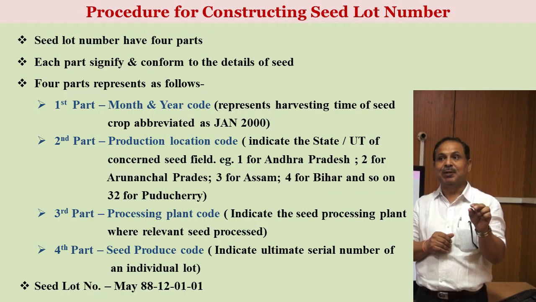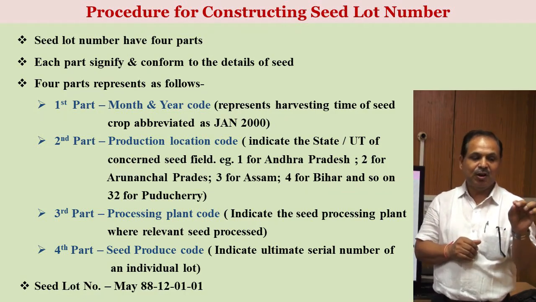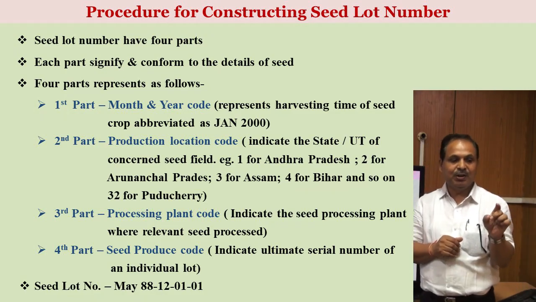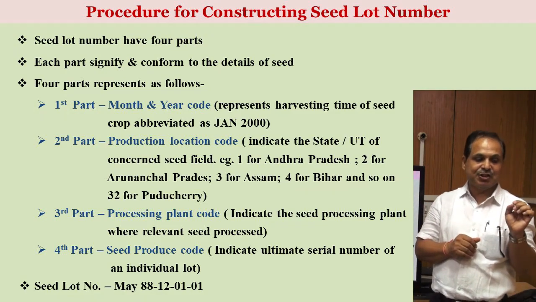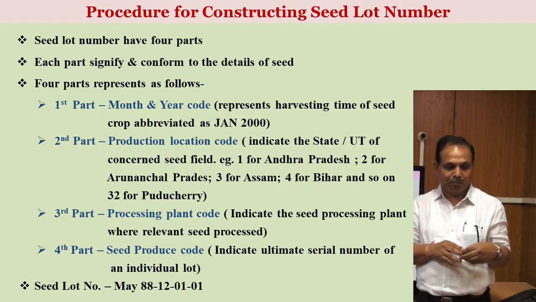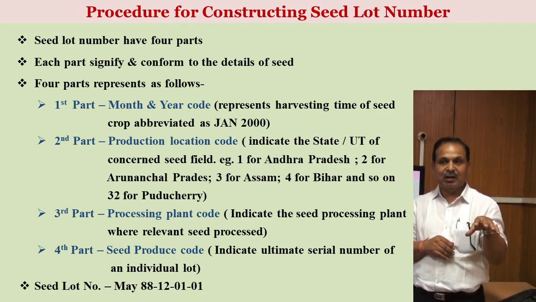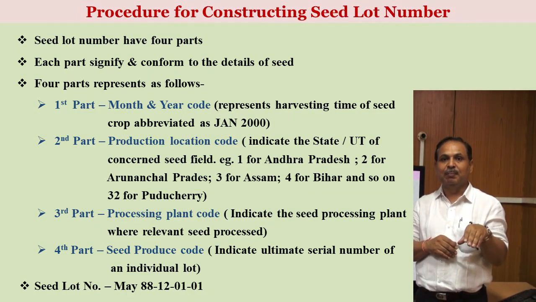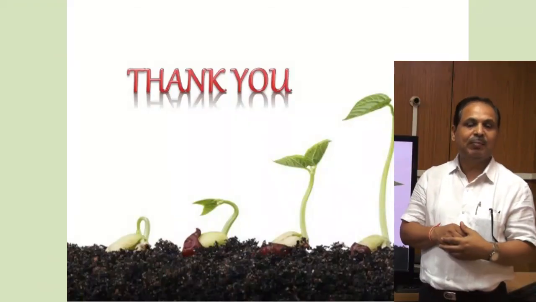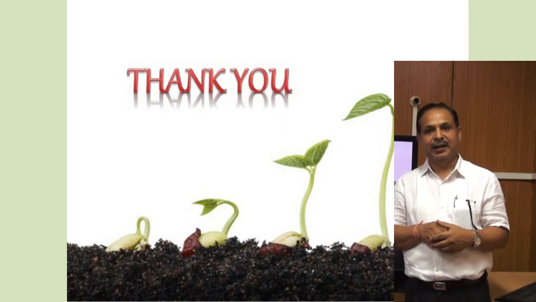01 is the processing plant, where the seeds were processed in the state of Madhya Pradesh, designated as 01, and the last one is the ultimate number of the produce. This way we can prepare the seed lot number for tracing back the seed. This is all about seed treatment, packaging and proper handling. Thank you very much.